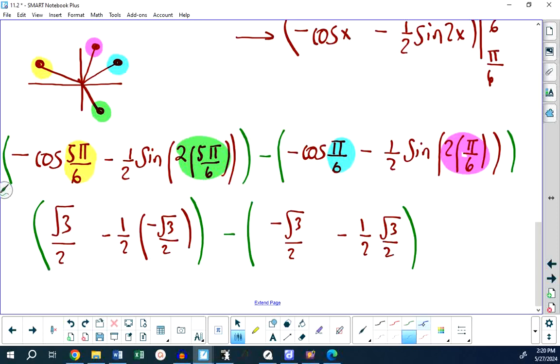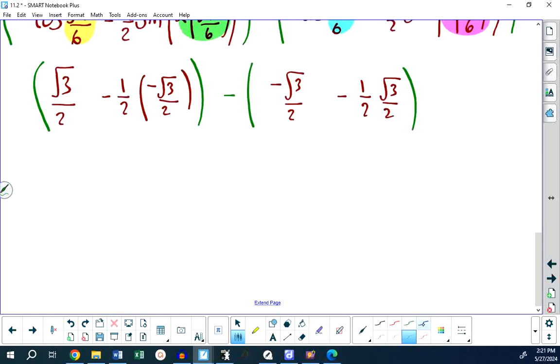And I'm just going to double check everything. Negative cos of 5 pi over 6. 5 pi over 6 is negative root 3 over 2. Negative root 3 over 2. Minus 1/2 sine 5 pi over 3. 1, 2, 3, 4, 5. That's negative root 3 over 2. Minus cos of pi over 6 is root 3 over 2, and it's times a negative. Minus 1/2 sine of pi over 3 is root 3 over 2. It all looks good.